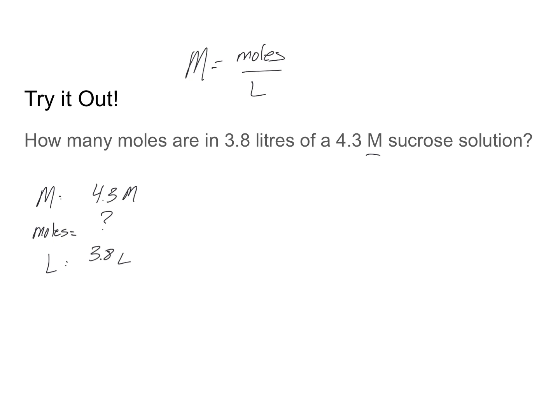Now, with this main formula of moles divided by liters, we can come up with another formula, and that is to solve for moles, which is what we need to do in this problem. So moles equals molarity times liters. I'm just going to plug in these numbers. I'm going to plug in molarity as 4.3, and multiply that by 3.8. And when I deal with significant figures, I will come up with 16 moles of sucrose.